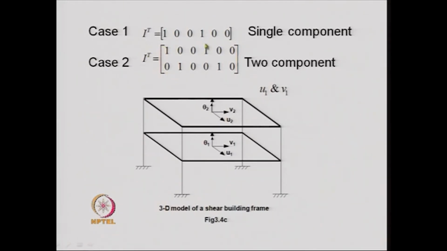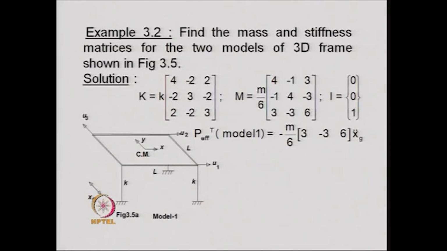So, in fact, this is actually a column. Then for the second column you will have 0 1 0, this one indicates the ground motion in the V direction. Okay. 0 here represents that there is no torsional ground motion. So, for the 3-dimensional frame we see that we have it like this.